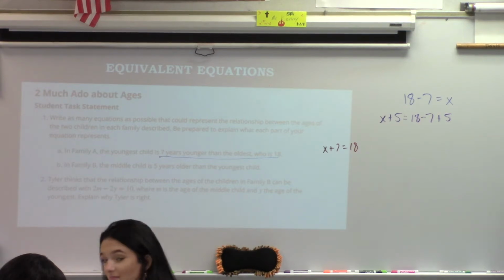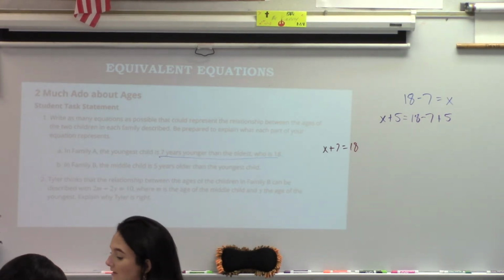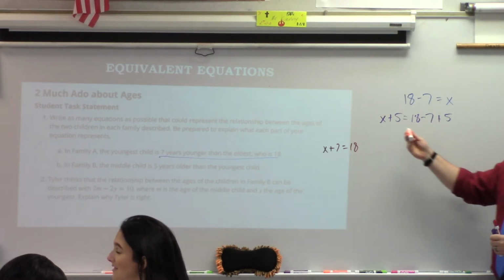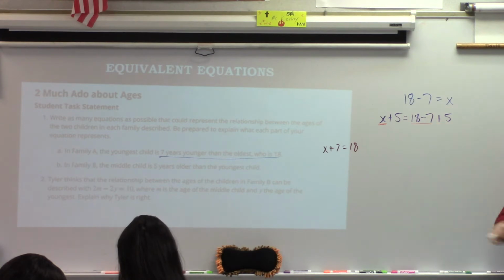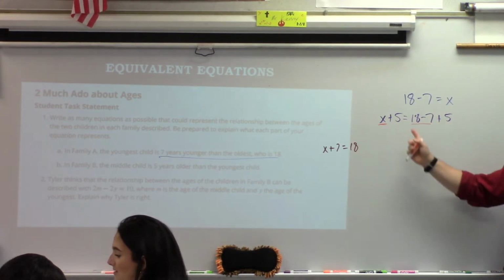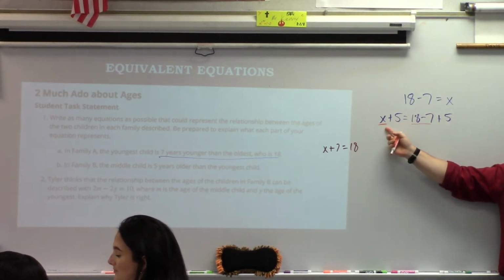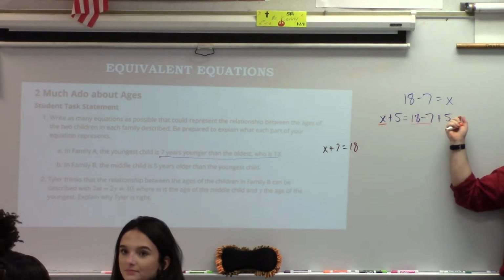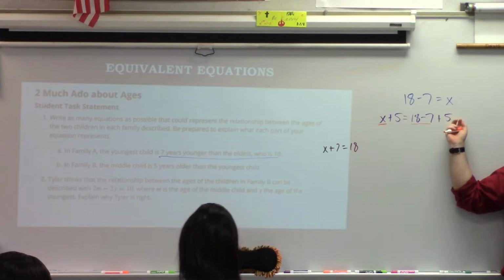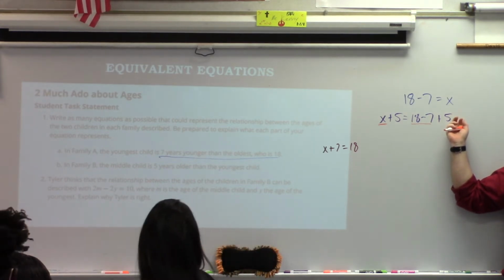Oh, that's smart. You must have added them together. Look, we originally had x is equal to 18 minus 7, right? So if you add 5 years to the youngest child, to make these two things stay the same, you got to add 5 to this side as well. Does anyone know what that's called?